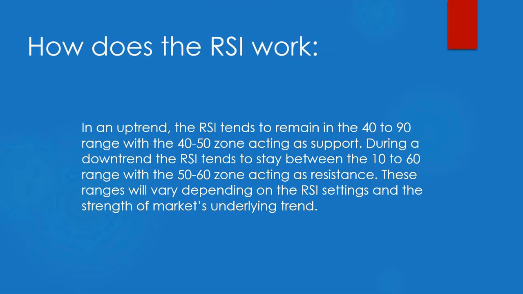How does the RSI work? In an uptrend, the RSI tends to remain in the 40 to 90 range, with the 40 and 50 zone acting as support. During a downtrend, the RSI tends to stay between the 10 and the 60 range, with the 50 and the 60 zone acting as resistance. These ranges will vary depending on the RSI settings and the strength of the market's underlying trend.